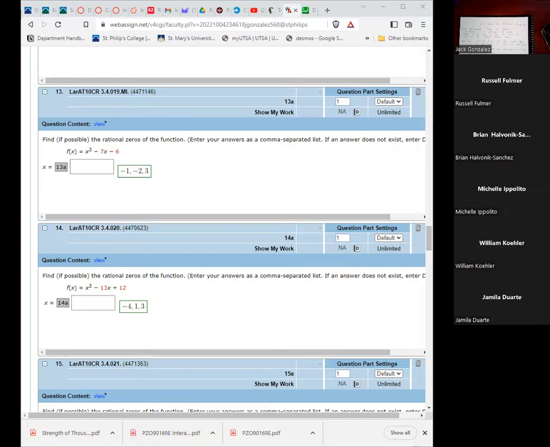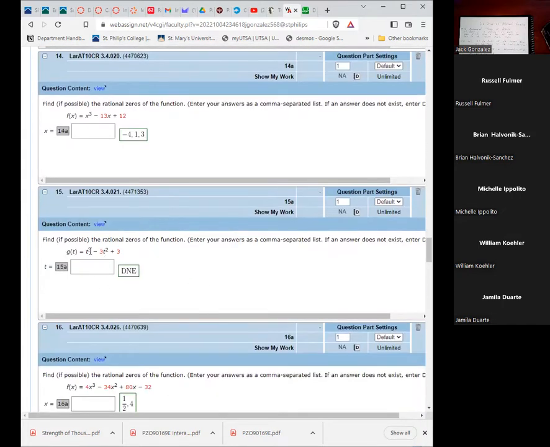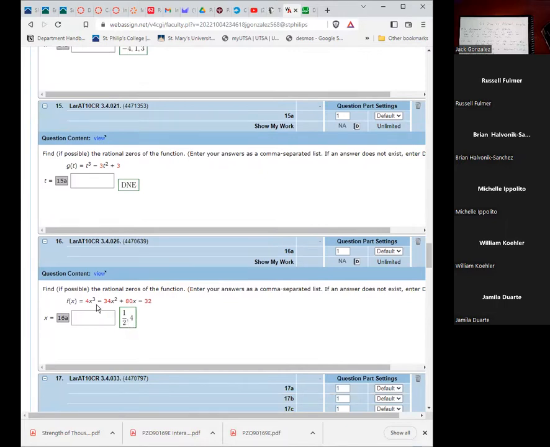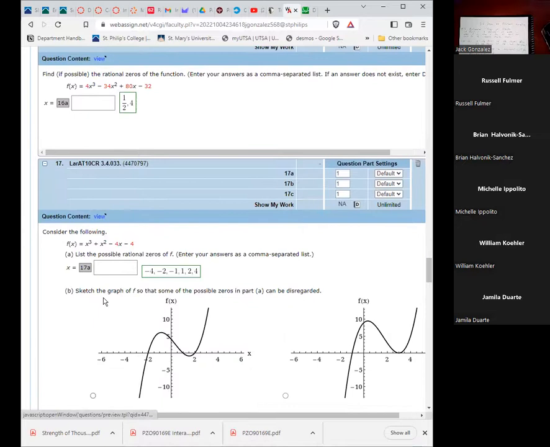Yeah, so you're not guaranteed 3, but you could have at most 3. So this tells you the maximum. But check this one out. This one has no real zeros, even though you have a cubic function. This one only has 2, and it's a cubic function. So you're not guaranteed the maximum.